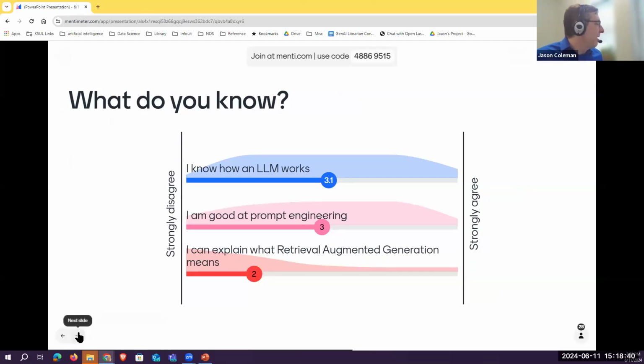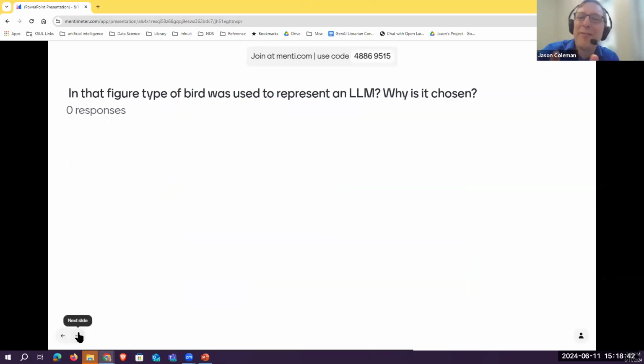So you saw the figure of what was being used to represent the LLM. And my question for you is, what kind of bird was that, and why was it chosen?